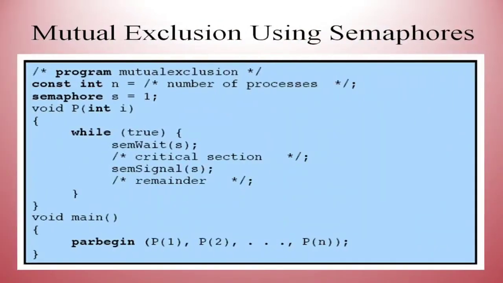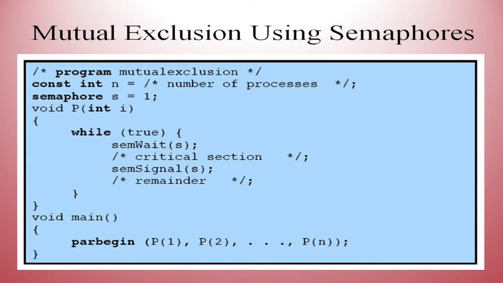The mutual exclusion using semaphore. This diagram shows a straightforward solution to the mutual exclusion problem using a semaphore. Consider n processes, identified in the array P(i), which need access to the same resource. Each process has a critical section used to access the resource.